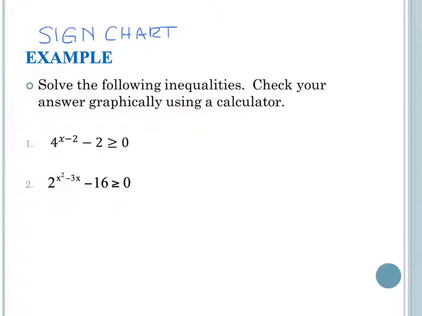At some point in this process. So let's see what we can do along the way, and then use the sign chart to find out where this right now inequality, but down the road equation, is positive, and then what happens.